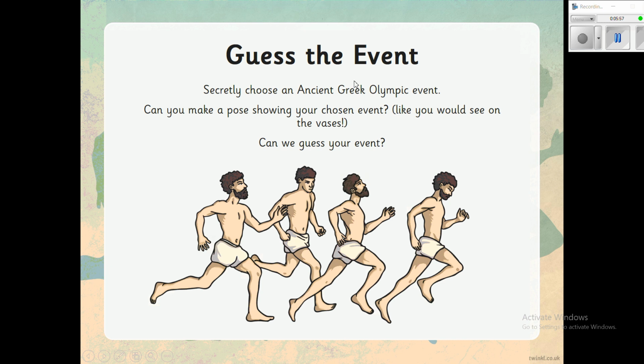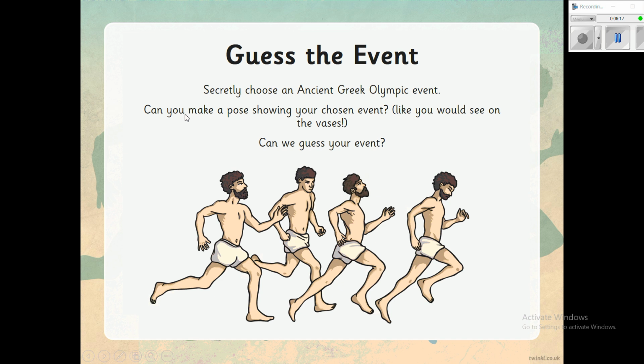I want to see all these creative sides, and then we can have a look, and we can guess what your event is. If you don't want to do this, then you can do a drawing instead, perhaps, of an ancient Greece event, and I can still have a go at guessing that as well. Okay, thank you very much, Year 5. So there are all your tasks set for you.